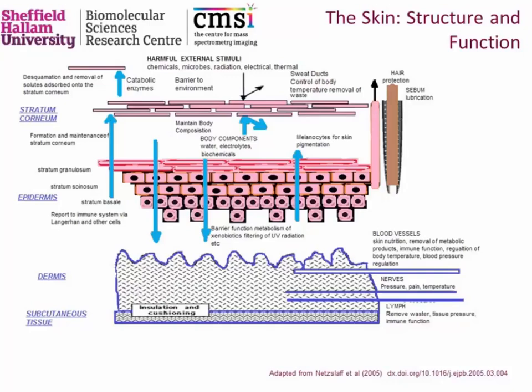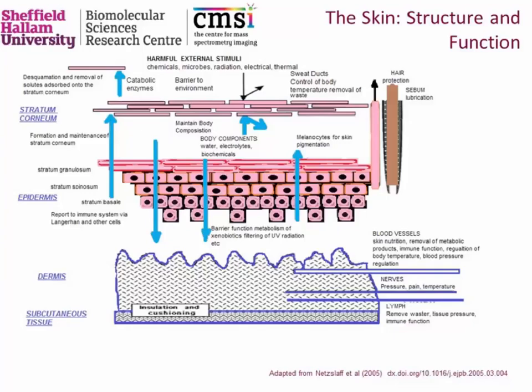It is involved in the metabolism, the biotransformation of compounds. It, of course, is a route of excretion. Things are excreted through the skin. The sweat ducts in the skin are involved in controlling body temperature. It is an active organ as well as having a barrier function.